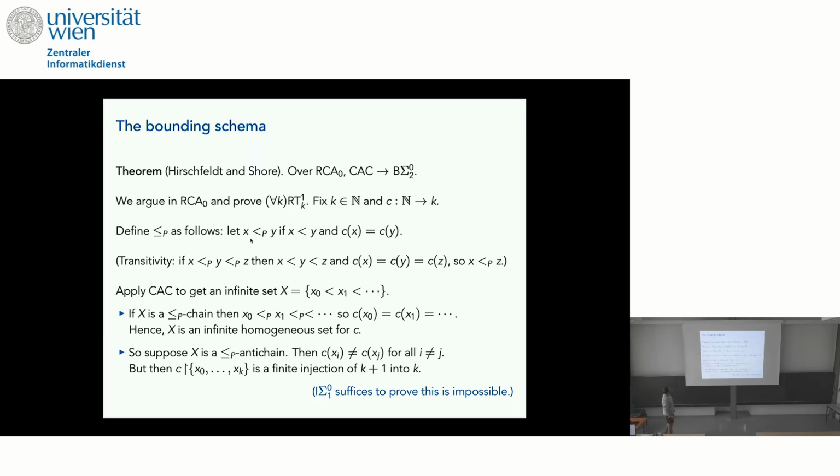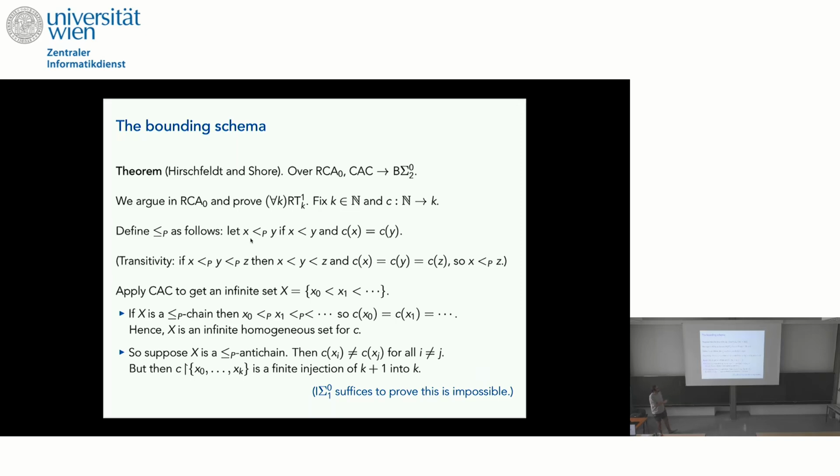What else are we going to need to know? We need to know that CAC implies BΣ2. In fact, more is true: ADS implies BΣ2. But that's a harder proof, so I'm not going to do that one, and I don't need it. So we'll just do CAC implies BΣ2. I think it's a nice example of how you can prove BΣ2. So let's prove it, since this is the tutorial.